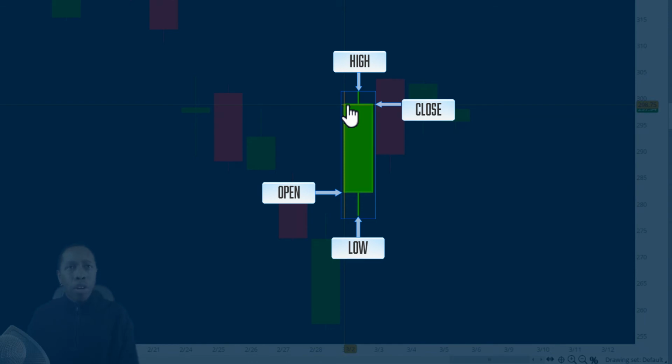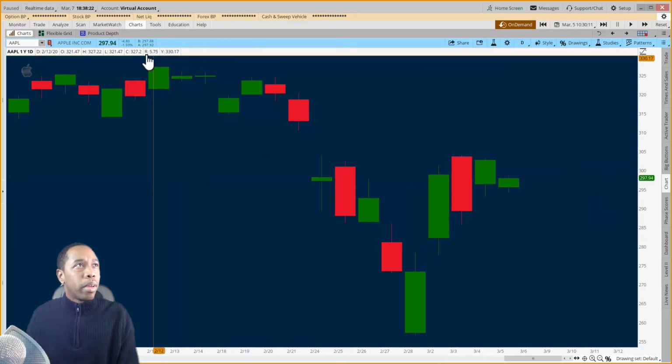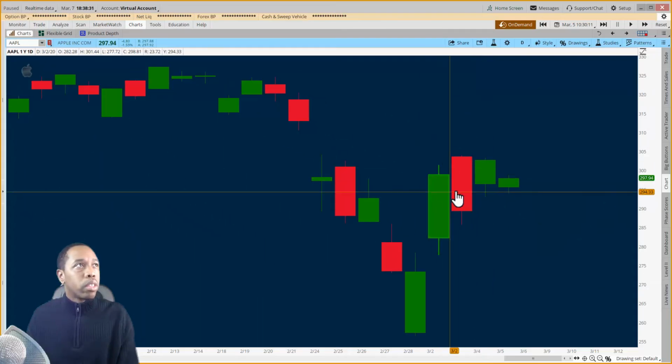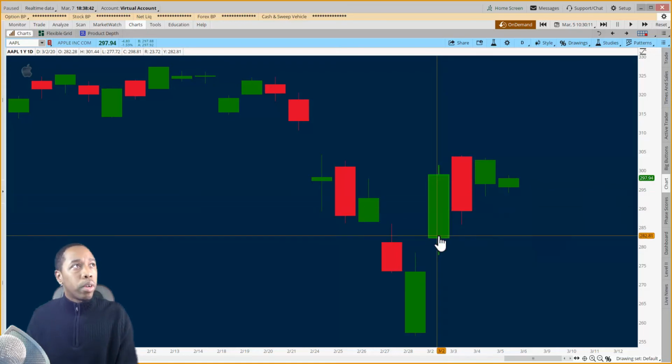If you're asking what I'm reading from, what I'm reading from is this bar right here, which shows OHLC. All you have to do is hover over any candlestick, and it will show you the open, high, low, and close of that candlestick for the time frame we're looking at. As I call those prices out, it opened here at 282 and 28 cents, the bottom of the body. It peaks at the high, the candle wick, 301 and 44 cents. It reached its lowest point of the day at 277 and 72 cents. Then it closed at the top of the body at 298 and 81 cents.